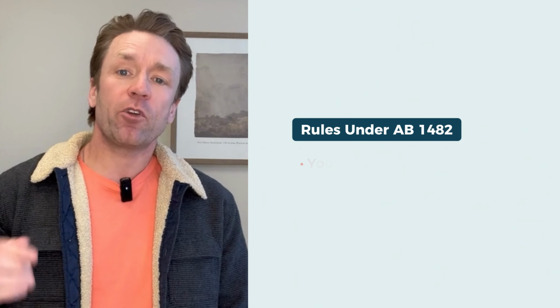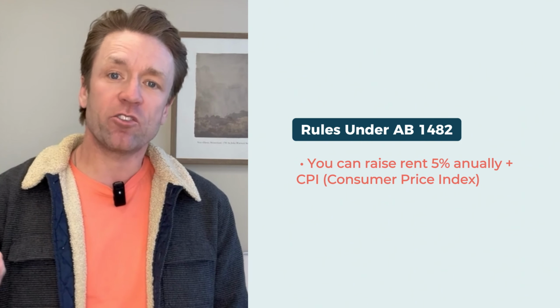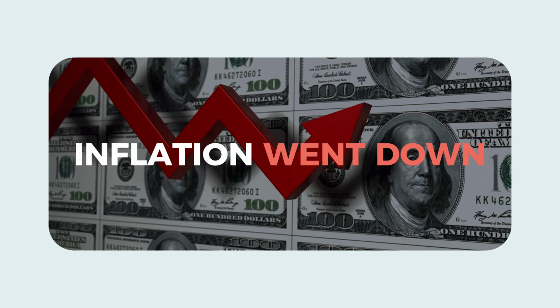So there are very strict rules under AB 1482. Basically, you can raise rent 5% annually plus CPI, so the Consumer Price Index. And you have to look up the CPI for your specific locality. So there's websites where you can pull it, and that's where Sarah got into trouble. Sarah thought she had heard through the grapevine that you can always raise rent a max 10%, but inflation went down. It was, let's say 2.5%. So it's 5 plus 2.5%, 7.5%. So that's why it's important to know these laws.